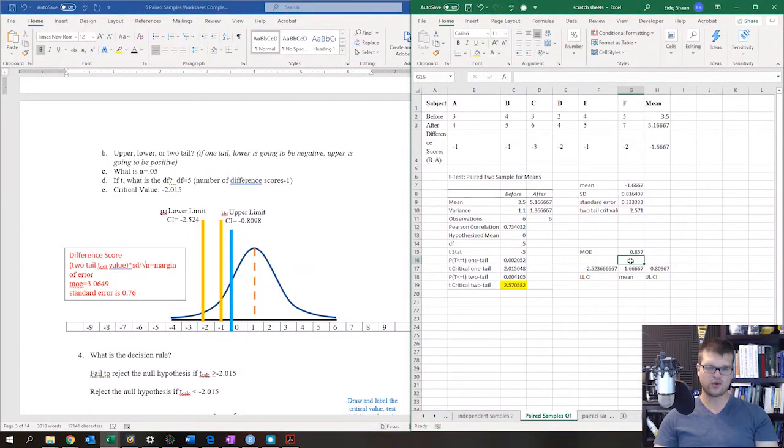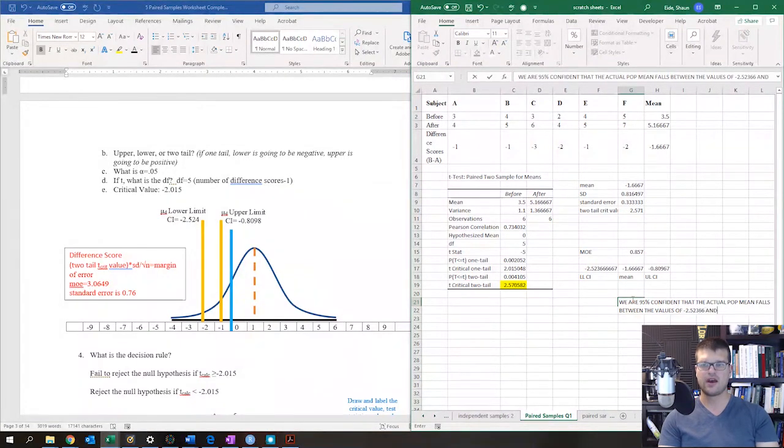So what we have right here is we are 95% confident that the actual population mean falls between the values of negative 2.52366 and negative 0.809.